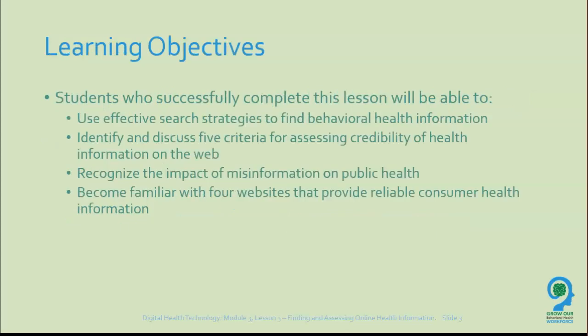Learning objectives. Students who successfully complete this lesson will be able to use effective search strategies to find behavioral health information, identify and discuss 5 criteria for assessing credibility of health information on the web, recognize the impact of misinformation on public health, and become familiar with 4 websites that provide reliable consumer health information.